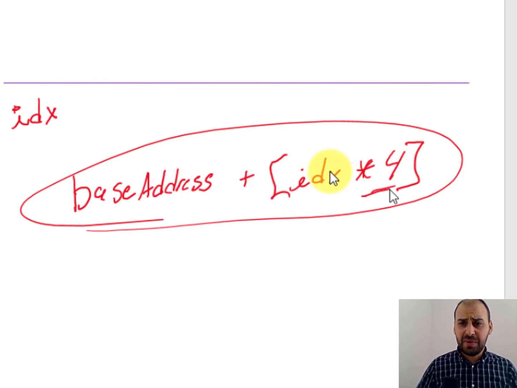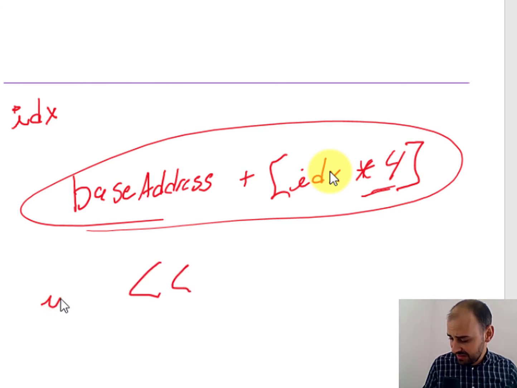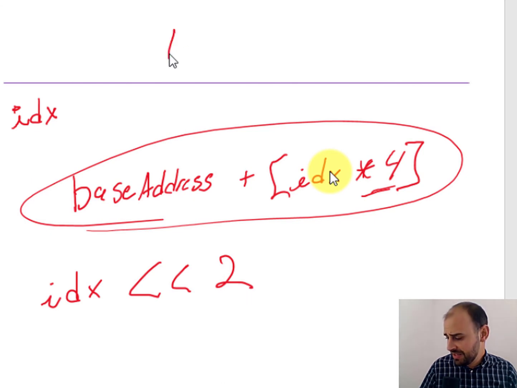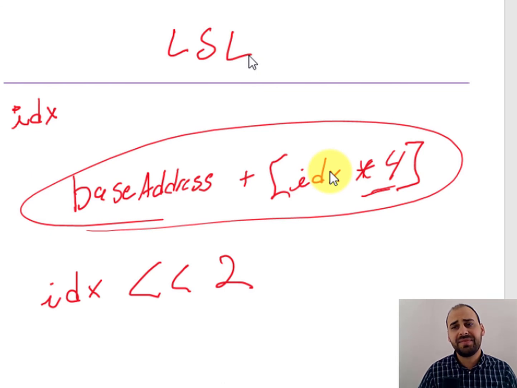For multiplying by 4, remember that's a shift left. That's a shift left by 2. It's very easy to compute that multiplication. Just shift left by 2. And in assembly, that's our logical shift left operation.